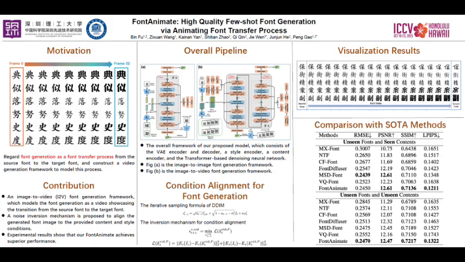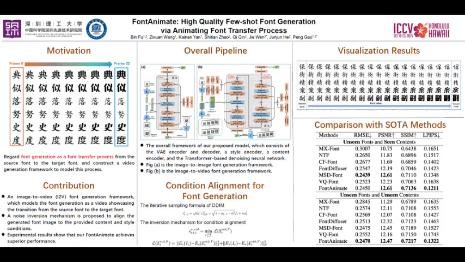Technically, we build a diffusion-based image-to-video, I2V, framework extended from an image-to-image baseline. It consists of a VAE encoder-decoder, a content encoder for the character structure, and a style encoder for the target font appearance. To further improve consistency, we design a test-time condition alignment mechanism. This mechanism performs noise inversion on the last frame of the generated video, aligning the output with the given source and style conditions. In other words, it fine-tunes the generative direction dynamically, enhancing both style fidelity and structural accuracy.